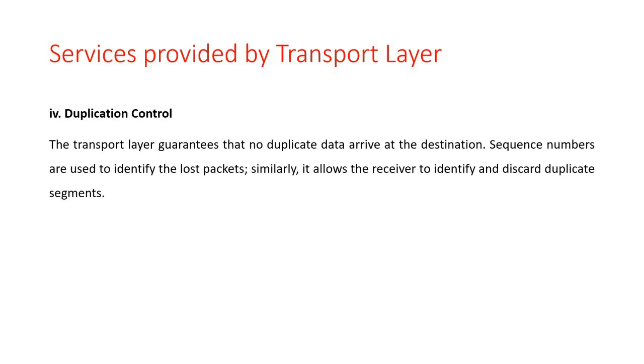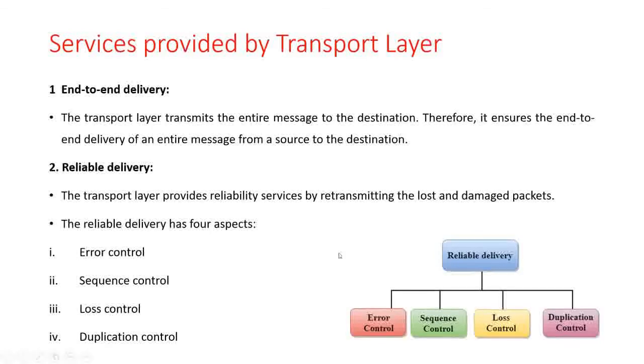The next one is duplication control. Duplication control is another aspect of reliability. The transport layer guarantees that no duplicate data arrive at the destination. Sequence numbers are used to identify the lost packets. Similarly, they allow the receiver to identify and discard duplicate packets or segments. This is called duplication control. So these are the four reliable delivery aspects: error control, sequence control, loss control, and duplication control.